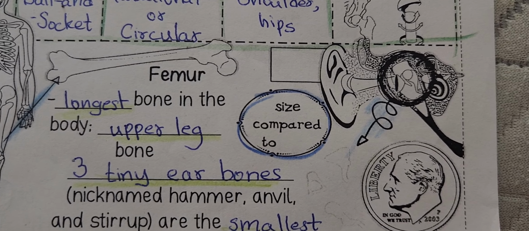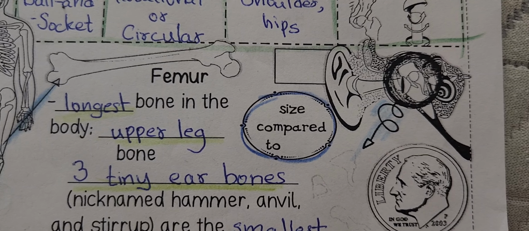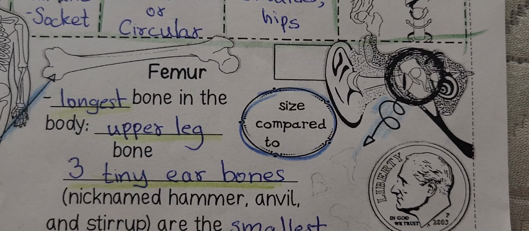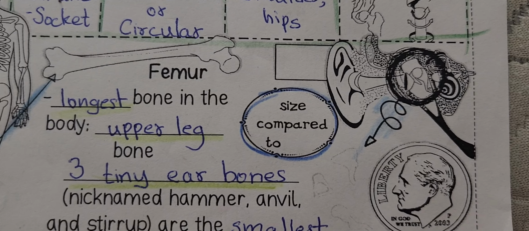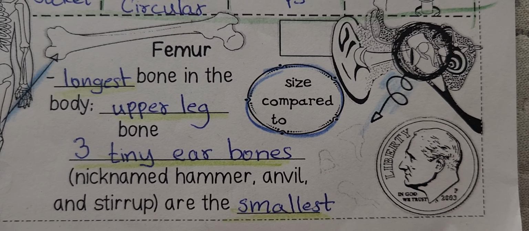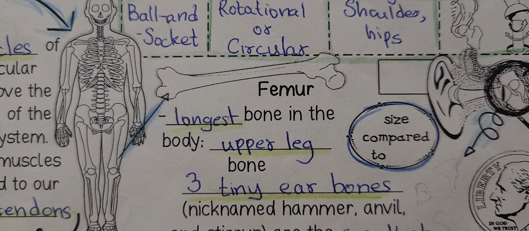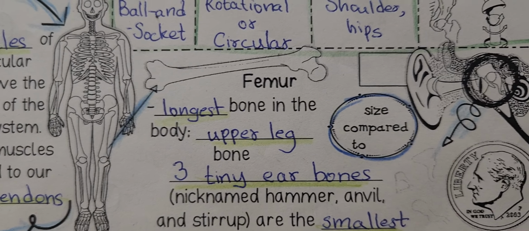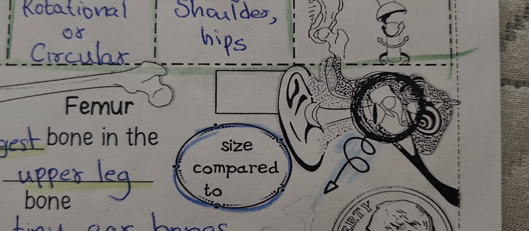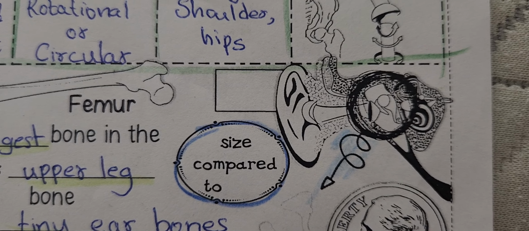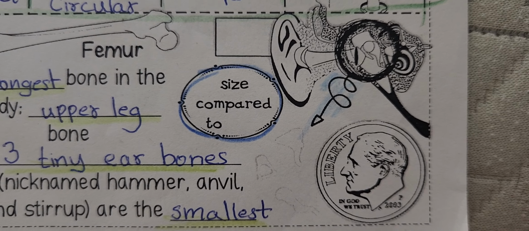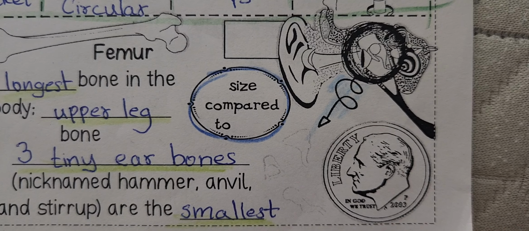Some more facts are that the femur is the longest bone in our body. It's basically the upper leg bone or the thigh bone. And the smallest bone in the body is the 3 tiny ear bones. So basically, inside here are the 3 tiny ear bones. And it's so small that it's the size of a coin. That's the size comparison.